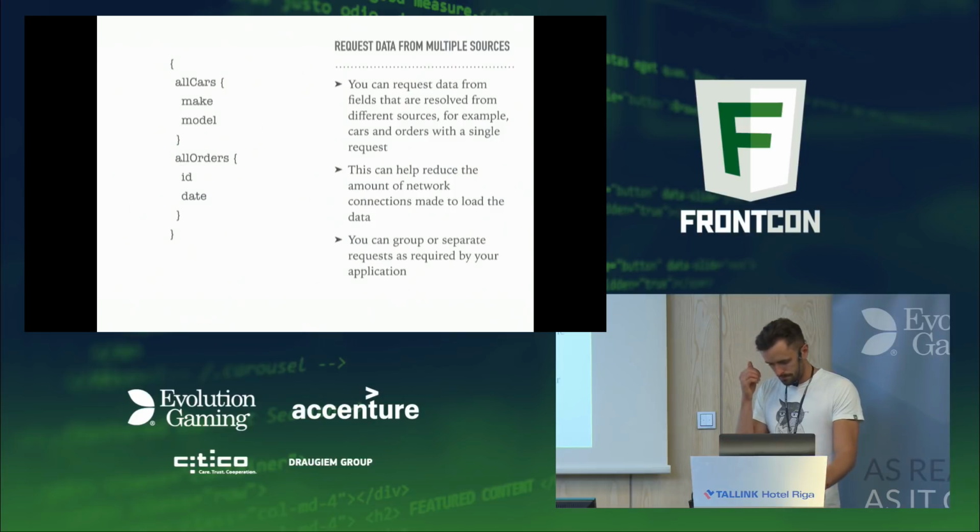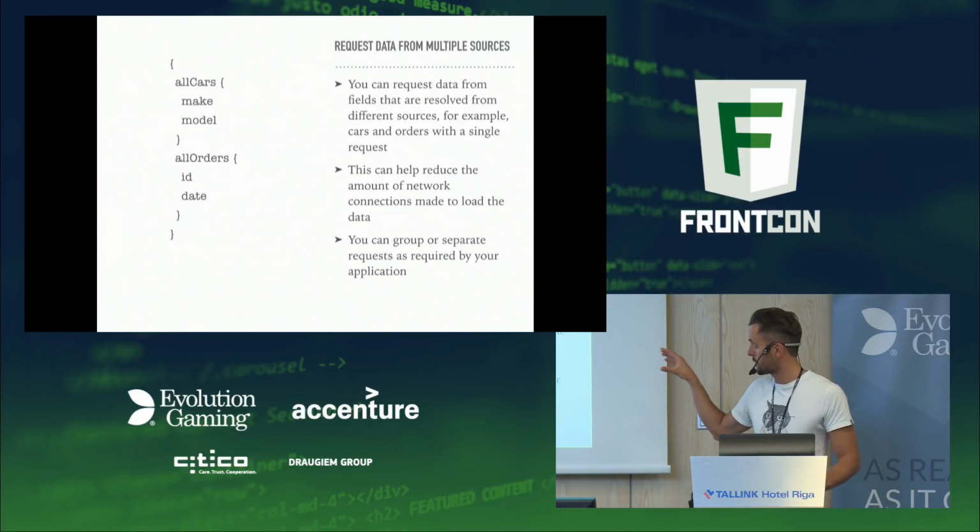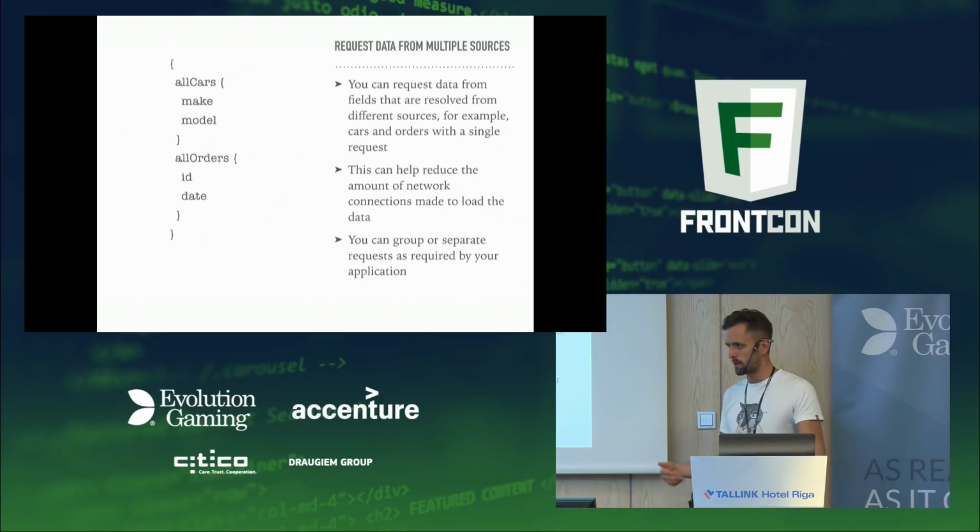You can also use GraphQL to extract data from different sources with a single request. For instance, remember we have two different downstream services for cars, for products and orders. If we were to communicate with them directly via REST, we would need to make two requests, which is costly and ineffective. With GraphQL, you can do that with a single request. You can say, give me the cars and all orders.